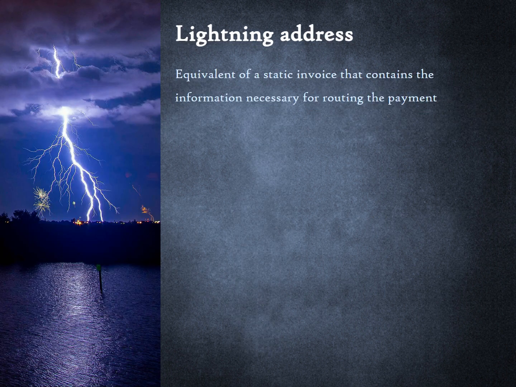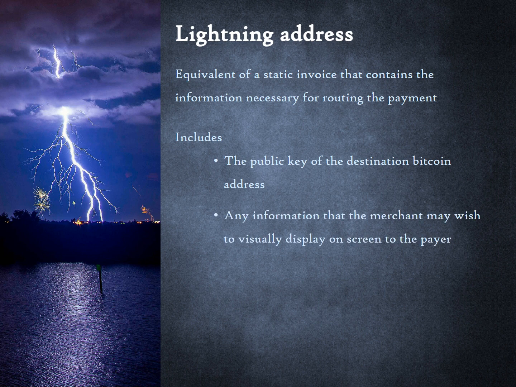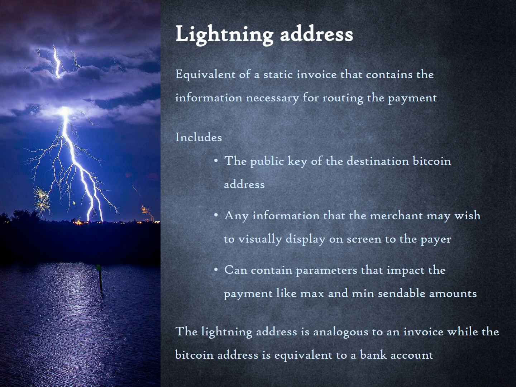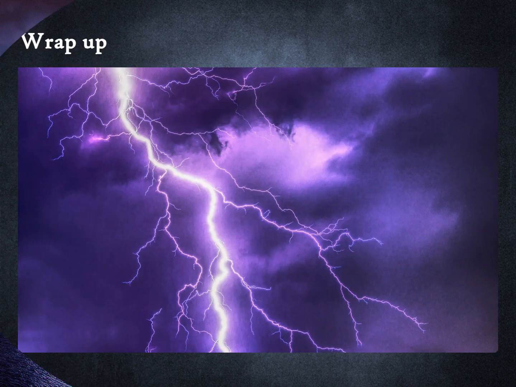The Lightning address is the equivalent of a static invoice that contains the information necessary for routing the payment. This information includes the public key of the destination Bitcoin address. It also contains any information that the merchant may wish to visually display on screen to the payer. Finally, it can contain parameters that impact the payment like maximum and minimum sendable amounts. The Lightning address is analogous to an invoice while the Bitcoin address is equivalent to a bank account. The Lightning address does not exist on the Bitcoin blockchain. It is a convenience. The Lightning Network sounds more complicated than it really is.